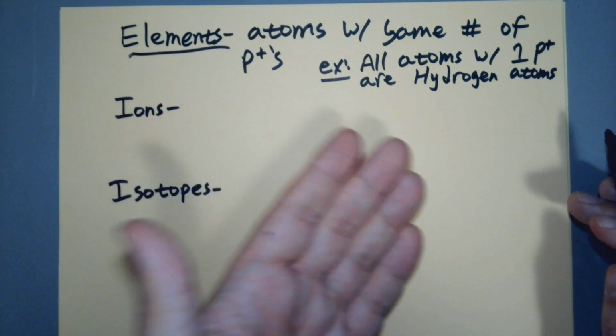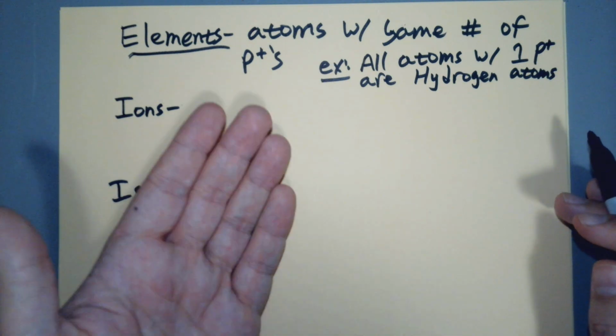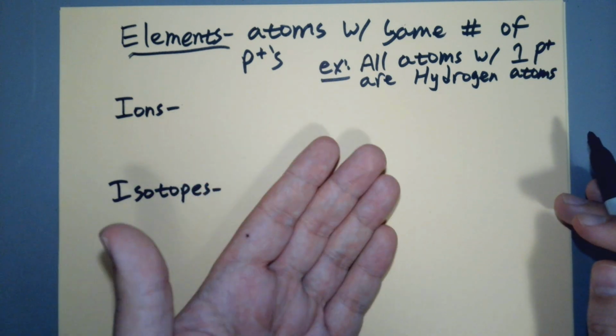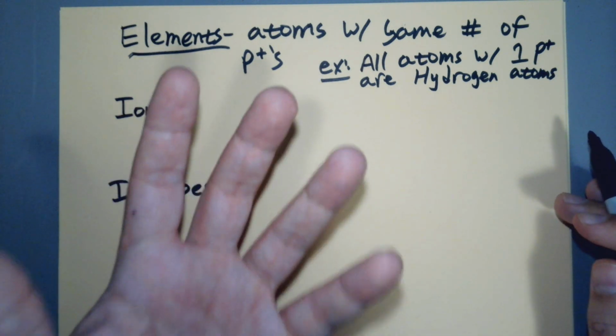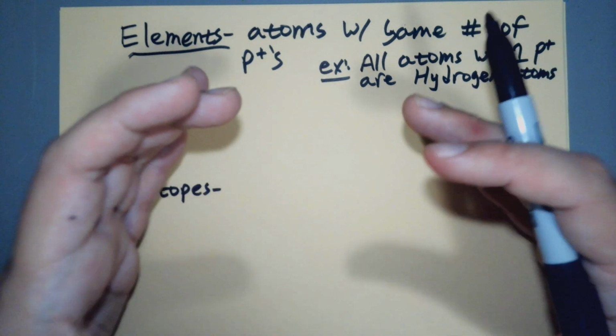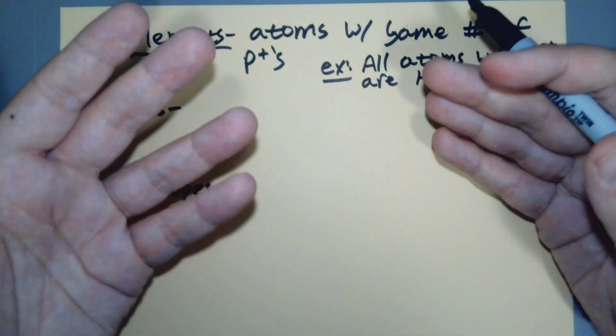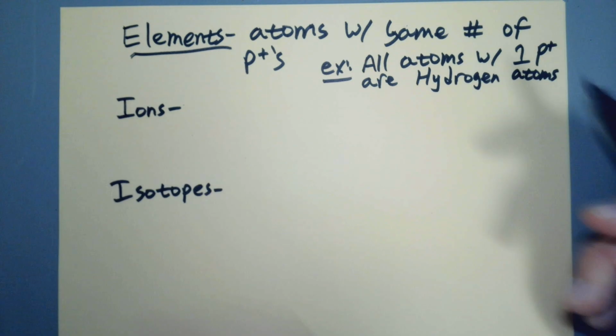Like the difference between gold and lead is the number of protons in the nucleus of those atoms. And so a gold bar has a bunch of atoms that all have the same number of protons. That makes them gold. That's what defines the nucleus.